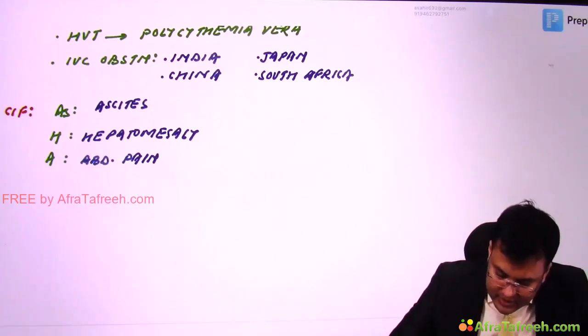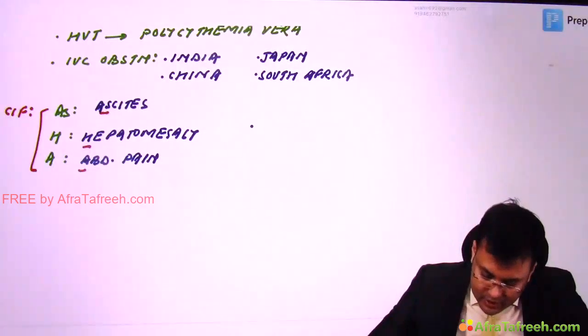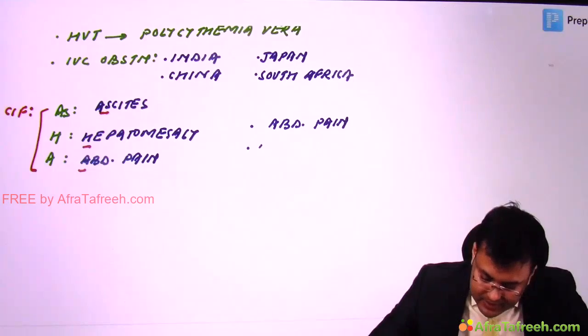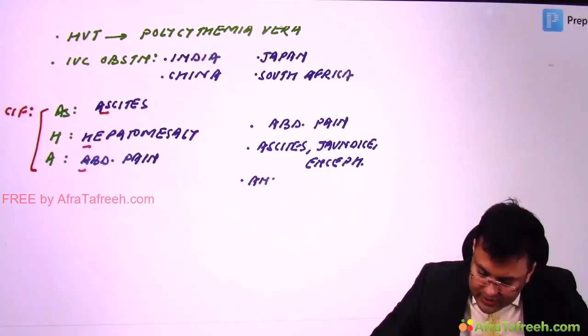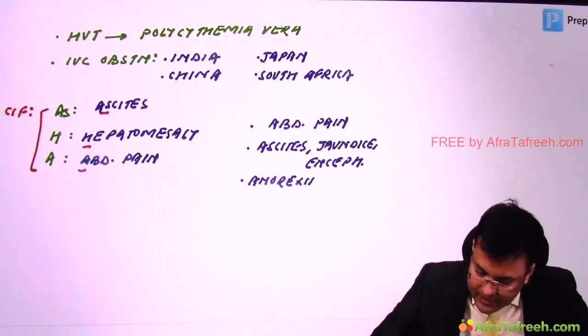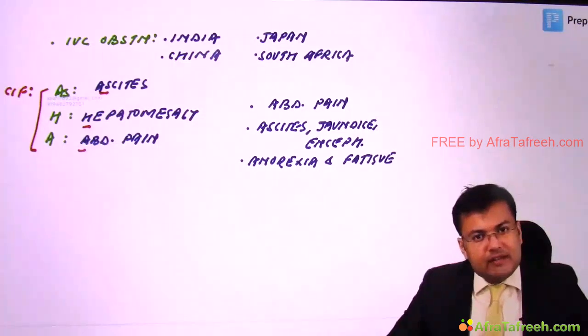Clear? So this is the triad, ASHA. You have to remember. By the way, what are the other symptoms? The patient is having abdominal pain. The patient develops ascites, jaundice, encephalopathy. There is anorexia and fatigue. Clear? Suppose this patient is having Budd-Chiari syndrome because of hepatic vein thrombosis.